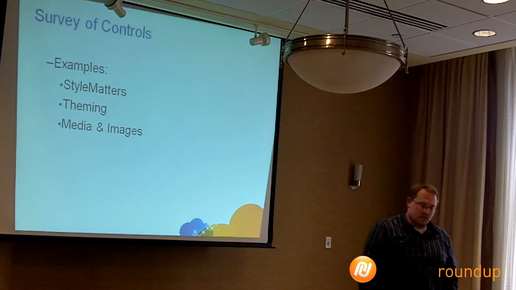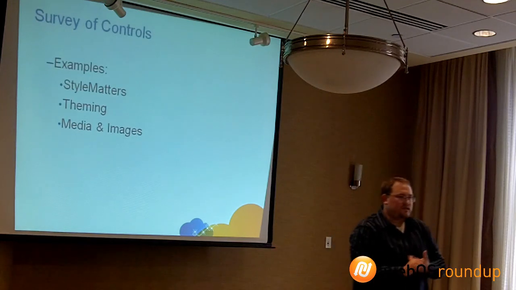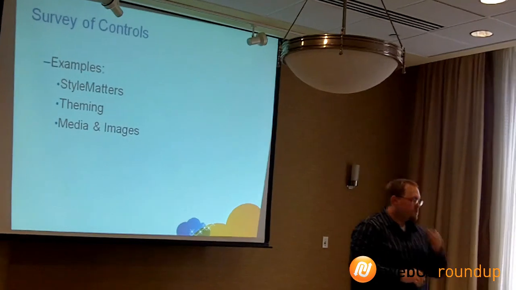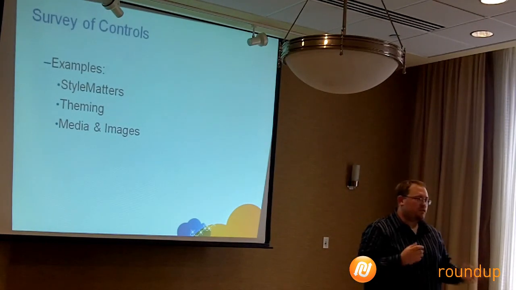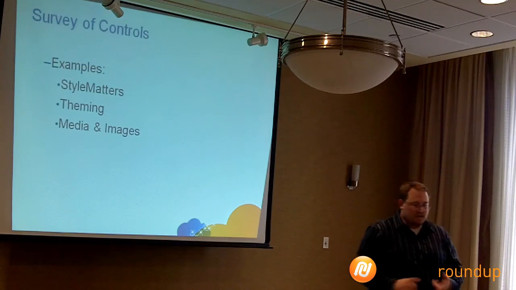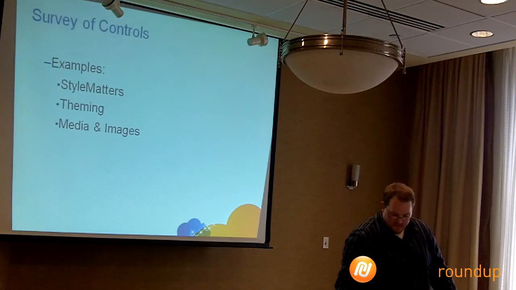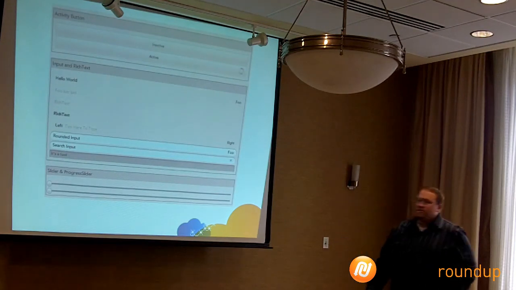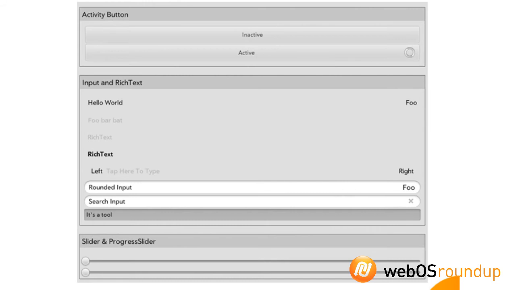Controls in Enyo. Very good examples of these is the Style Matters app. When you install the SDK, you can go into, and I forget the exact location, but on your device, it stores all the sample code. And the Style Matters and the theming examples are very good. You can see here, pretty much they have all the different widgets and things that you might want to do.